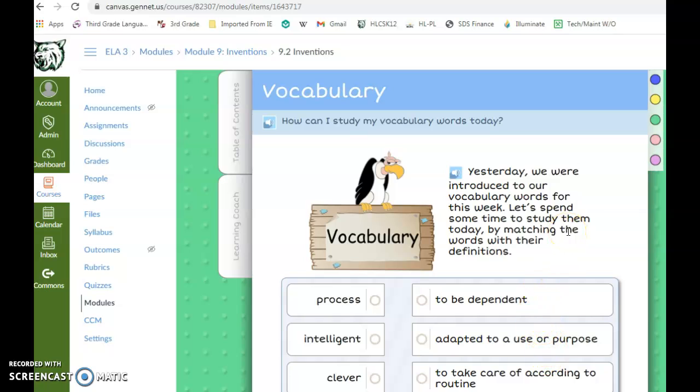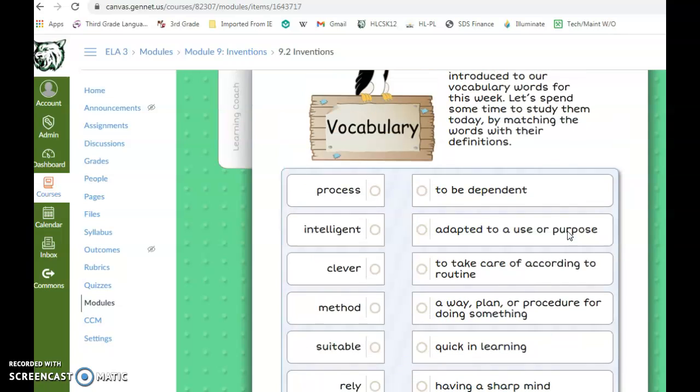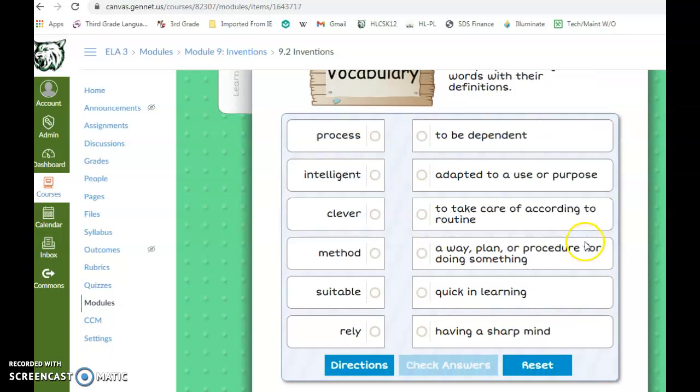Our vocabulary, we briefly went over those yesterday, but this is an interactive. If you log on to Canvas, you can do that on your own, but we're going to go ahead and do that together right now. So we have 6 vocab words like we do every week. So what you do is we're matching the words with their definition. So to be dependent, that means that you are relying on someone.